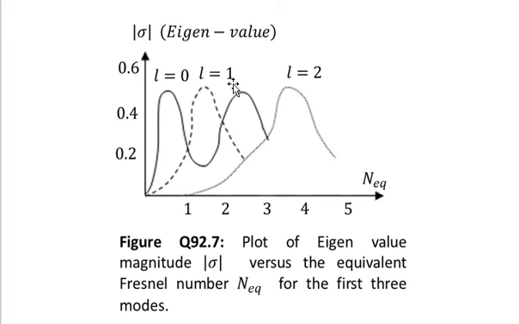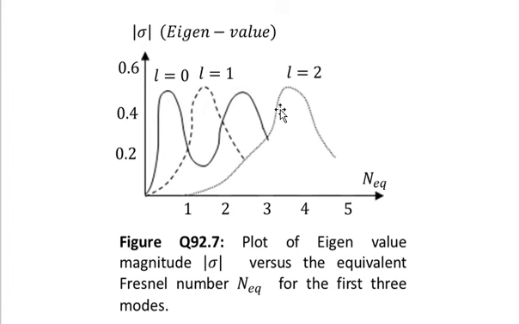of L is equal to 1. This peak value corresponds to the value of 1.5. And notice that the peak value for L is equal to 0 exists at a value of 0.5, that is a half integer value. And for the three-half value, that is for 1.5 values of N equivalent, the peak corresponding to L is equal to 1 occurs. And for the value of 3.5, you will notice that the peak of the L is equal to 2 profile occurs.